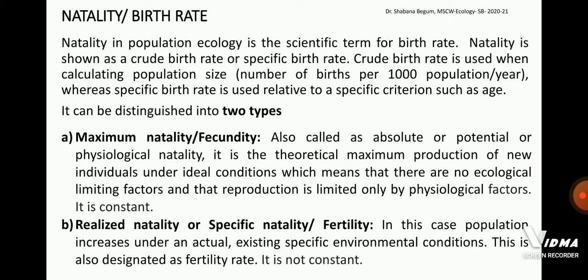Again, natality is distinguished into two types. Maximum natality, also called fecundity, is also called absolute, potential or physiological natality. It is the theoretical maximum production of new individuals under ideal conditions, which means that there are no ecological limiting factors and reproduction is limited only by physiological factors. It is constant.